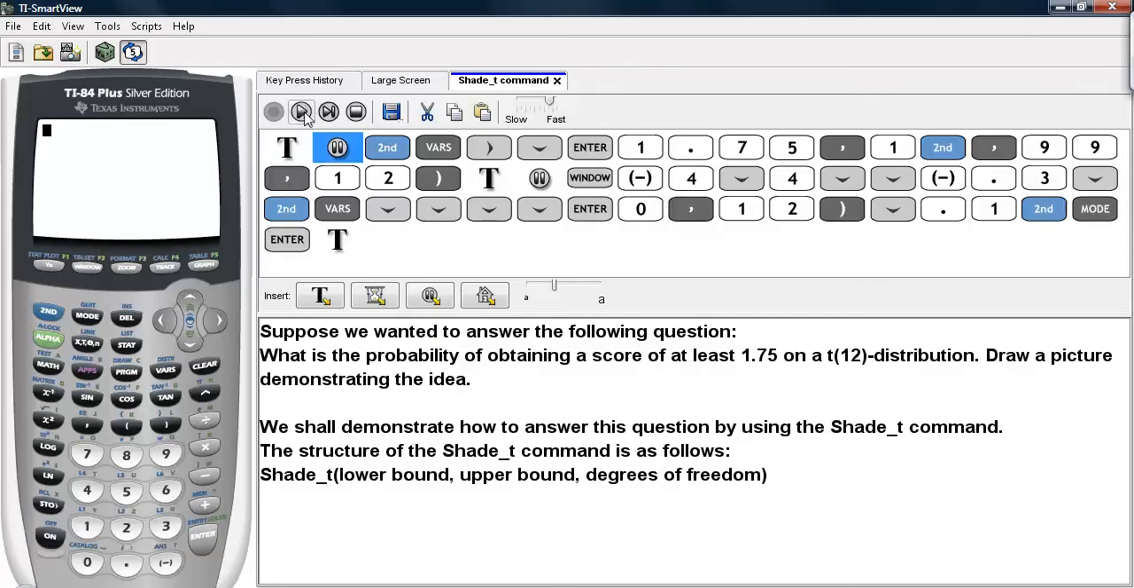Suppose we wanted to answer the following question. What is the probability of obtaining a score of at least 1.75 on a t-distribution with 12 degrees of freedom? Draw a picture demonstrating the idea. We shall demonstrate how to answer this question by using the shade-t command.